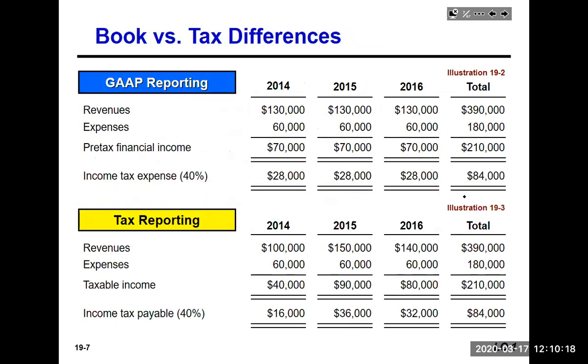And again, this is chapter 17, even though the lower left-hand corner says 19-7. That's because it's from another textbook. This is much better than what Pearson has.